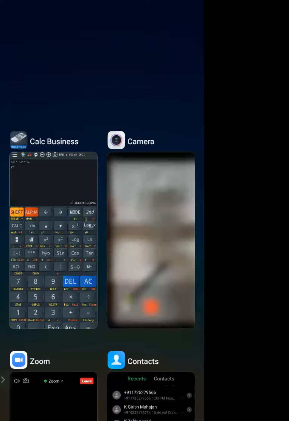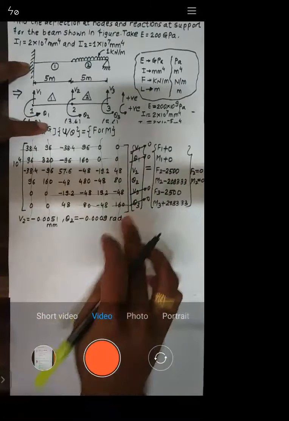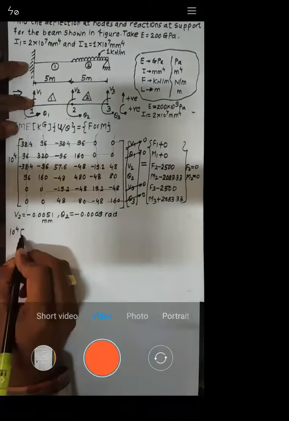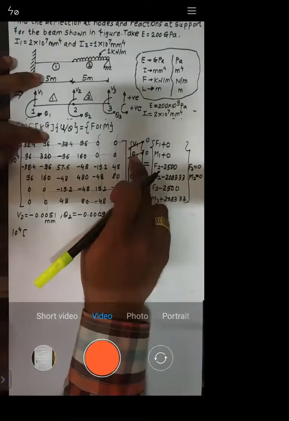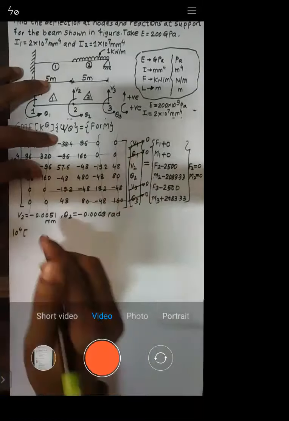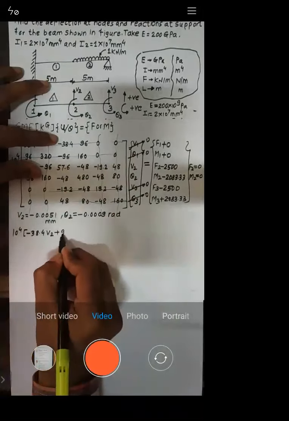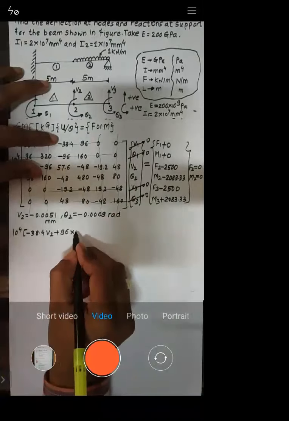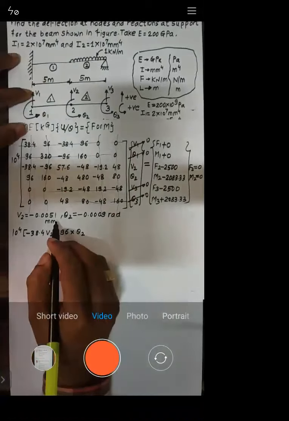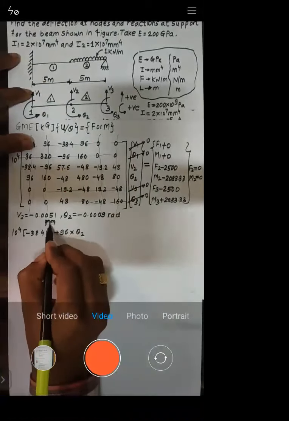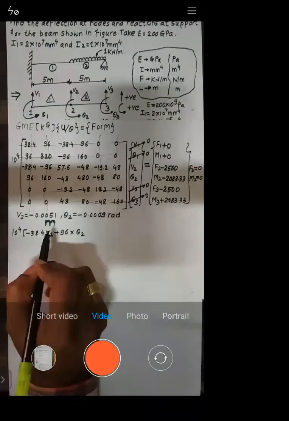Now we are interested to calculate F1. I will take that first row and this column. So 10 raised to the power 4 into this is 0, 96 into this is 0. So minus 38.4 V2 plus 96 into... Sir, will V2 come in meter or in mm? V2 will be in meter.